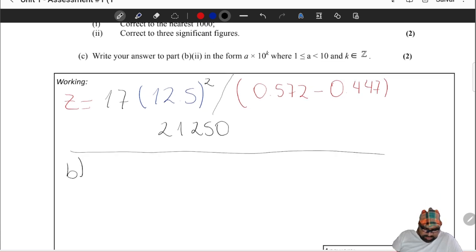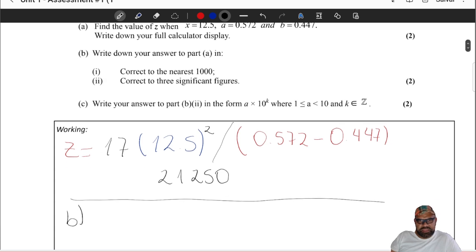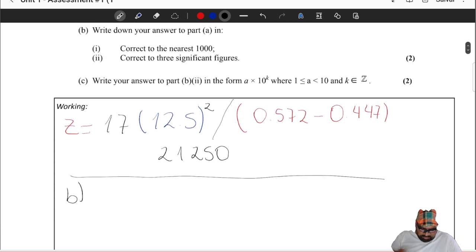Let's go B. B is asking me what? Write down your answer for part A to the nearest thousand. Nearest thousand, what is the thousand position? This one here. I need to round up or just keep the same. 21, and I fill the other places with zeros. 1, 2, 3. 21,000. Part 1 done.